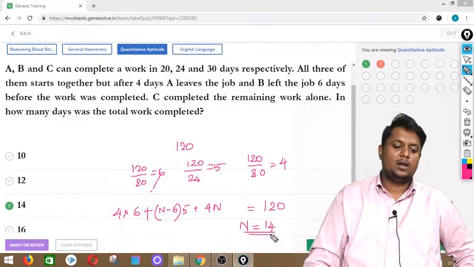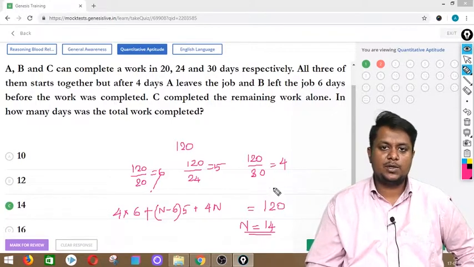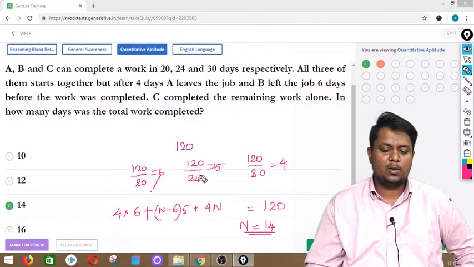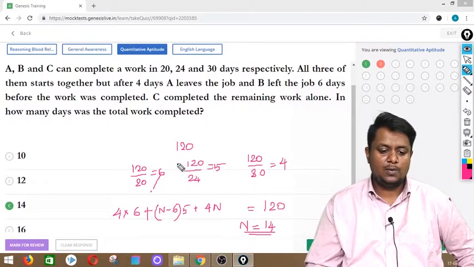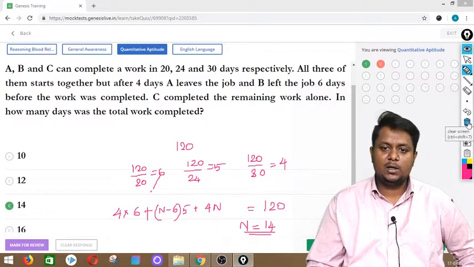This is the unit work concept, another method which can be used to solve this in a faster way. But for solving this particular concept, you need the understanding of the fraction method. Yes. So let us get to the next question now.